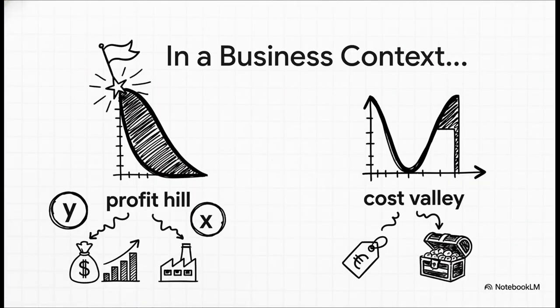Let's translate these math variables into management speak. In our models, y is always going to be the outcome we care about, the thing we want to optimize. That could be profit, revenue, or cost. And x? Well, x is our decision variable.